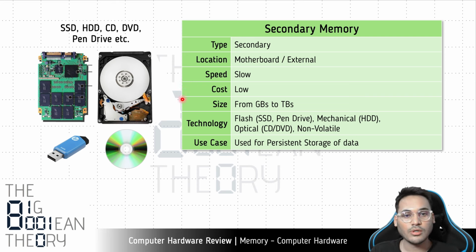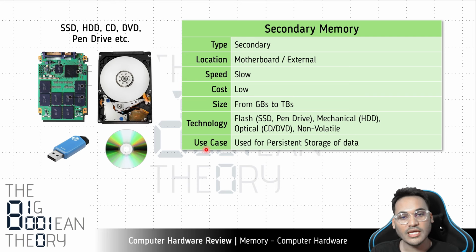Then let's talk about the cost. Secondary memory is very cheap. That is why it is the preferred option to manufacture large quantities of memory, right? The capacities of memory, as you can see, can range from a few gigabytes to several terabytes. Since it's cheap, that is why it can be used to manufacture such large quantities of memory.